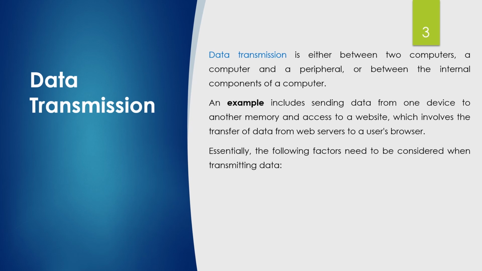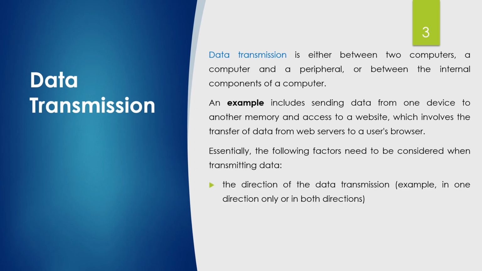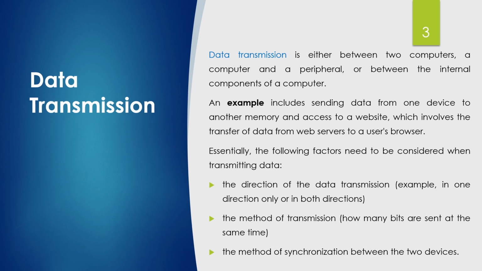Essentially, the following factors need to be considered when transmitting data. The direction of the data transmission, for example, in one direction only or in both directions. The method of transmission, how many bits are sent at the same time. And the method of synchronization between the two devices. Different transmission modes are suited for different purposes, the main ones being serial transmission and parallel transmission. So we are going to see serial transmission first.